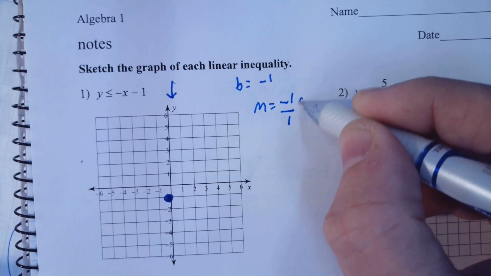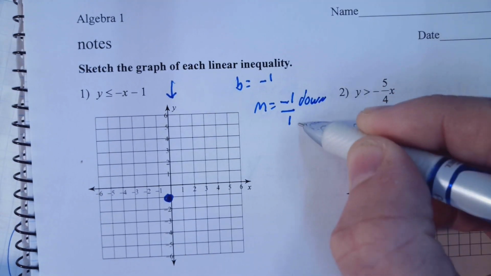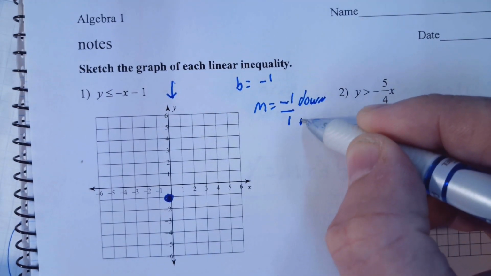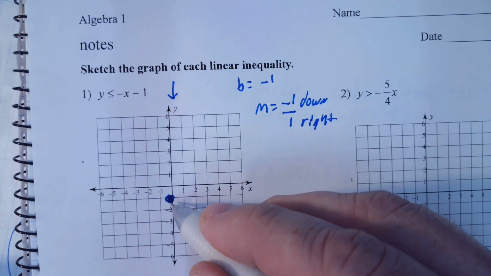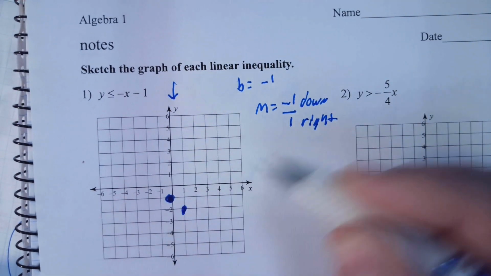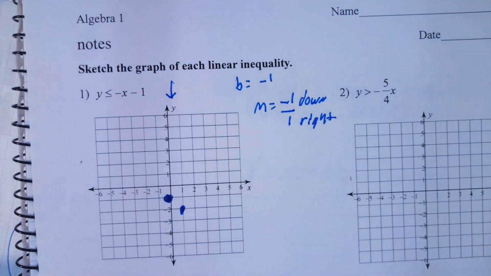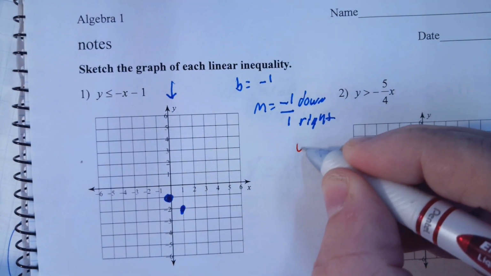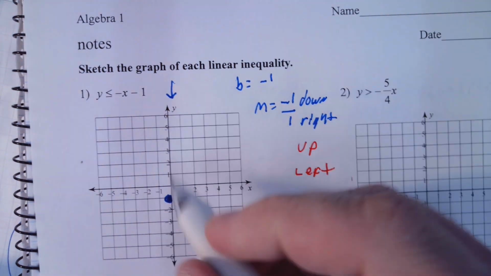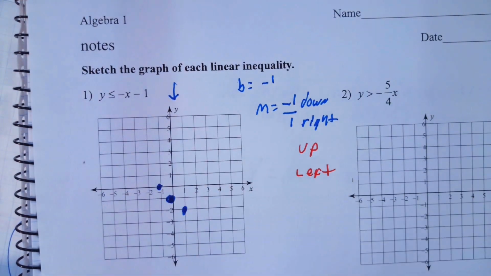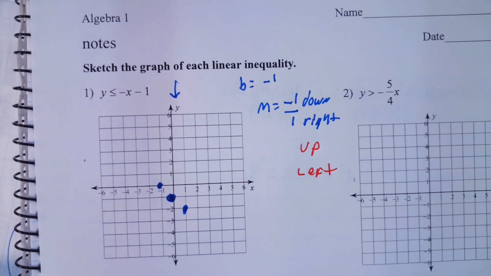Okay, what does this mean? The negative means to go down. And what is the run? So I'm going to go down and right. So there's one point. I could also do, instead of down and right, up and left. So up 1, left 1. Okay, that looks like I can draw a line. I'm just going to draw a line just like normal.